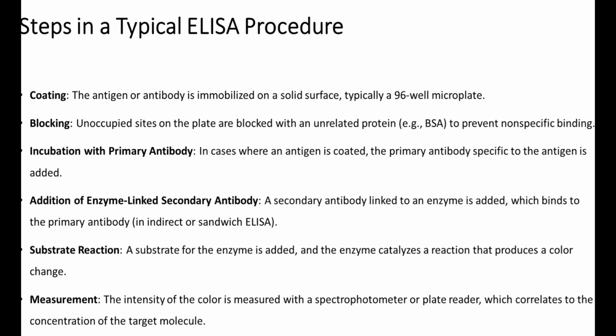Let me show the different steps involved in the ELISA procedure. The first is coating. For example, in the sandwich ELISA, we need the well to be coated with the antibody. First, we have to coat the microplate with either the antibody or the antigen. Then the second step is blocking, where the uncoated microtiter surface needs to be blocked with an unrelated protein to prevent non-specific binding.